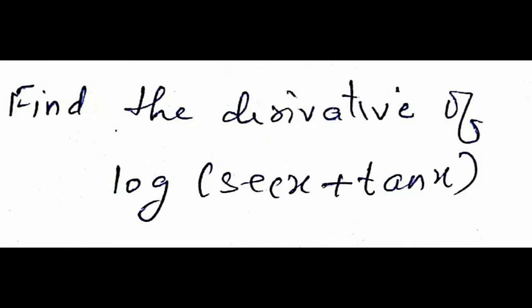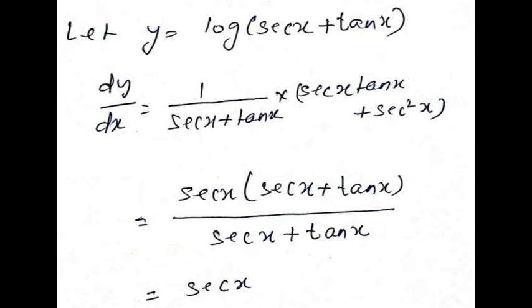Find the derivative of log sec x plus tan x. Derivative of log x is 1 upon x, derivative of sec x is sec x tan x, and derivative of tan x is sec square x. We get the answer sec x.